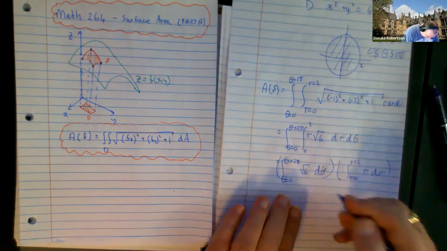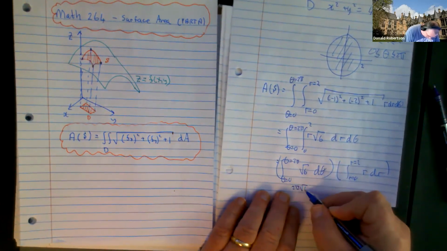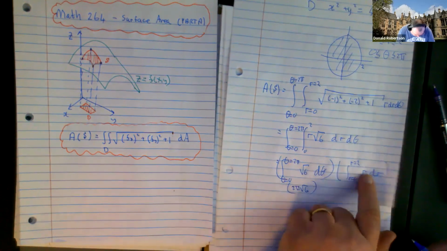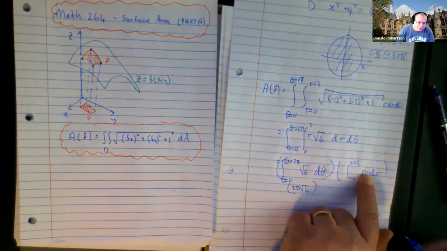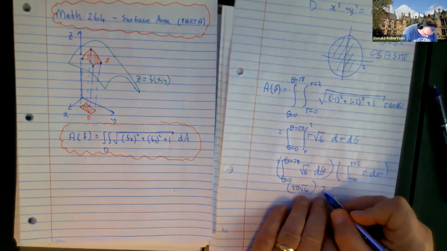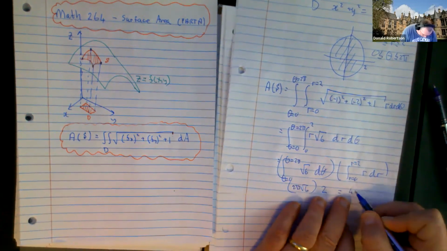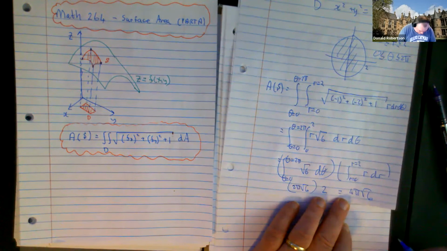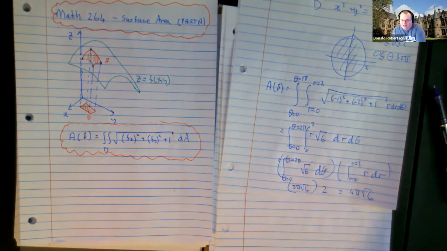If you do that guy, you get 2 pi root 6. And that guy is a half r squared, which gets you a half times 2 squared, which gets a half times 4, which is 2. So you end up with 4 pi root 6. And am I good? That is actually the right answer.